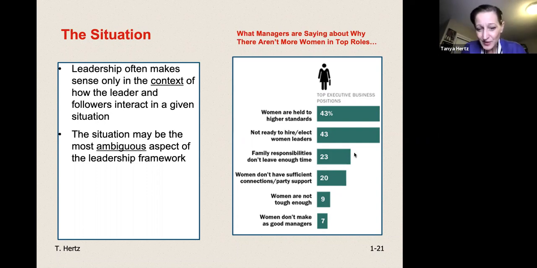And look at this one. Women don't make as good of managers. Ugh, are you kidding me? Oh, so frustrating to hear these kinds of things, because they're just not true. They're just not true. And we'll look at this in a little bit more depth.